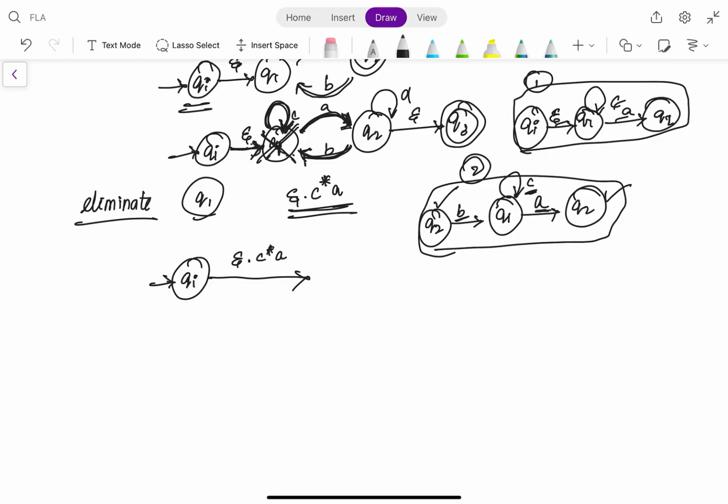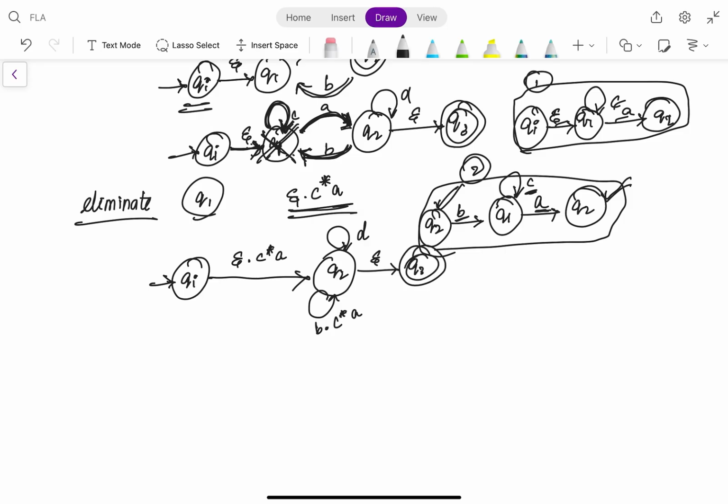Second transition, how will you write it? Q2, D you already have. So this is a self loop. The transition that you removed from Q1 becomes a self loop. How will you write it? B dot C star A. Now you still have the epsilon transition to Q3.